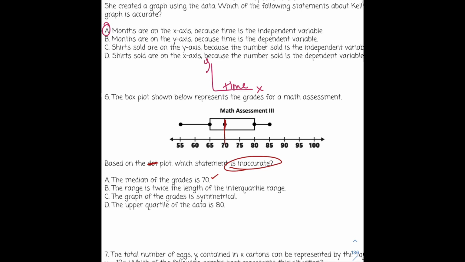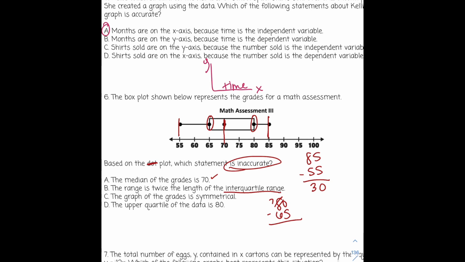So that is true. The range is twice the length of the interquartile range. So your range is your maximum minus your minimum. So I have 85 minus 55. It's going to give me 30. So my range is 30. And my interquartile range, or between my quartiles, quartile 3 minus quartile 1, I have 80 minus 65. I get 15. 30 is 2 times 15, so this is true. My range is twice the length.